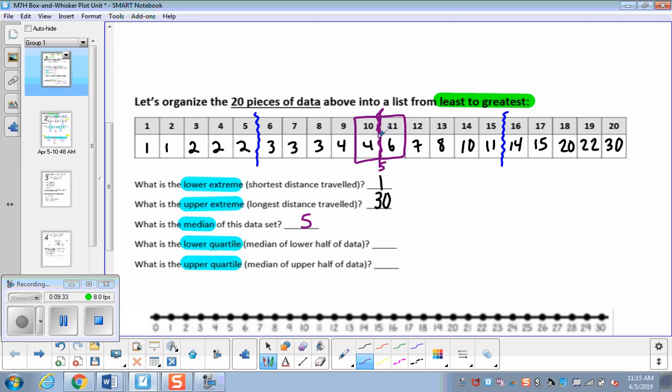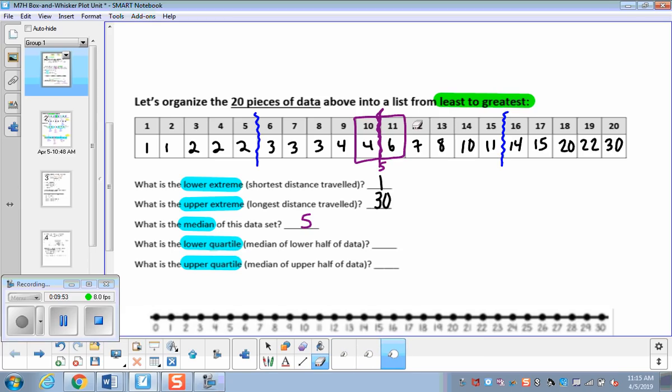What that means, y'all, is that half of the people who responded drove less than 5 miles to get to the restaurant. That also means that half the people who responded drove more than 5 miles to get to the restaurant, okay? Now with the lower quartile.